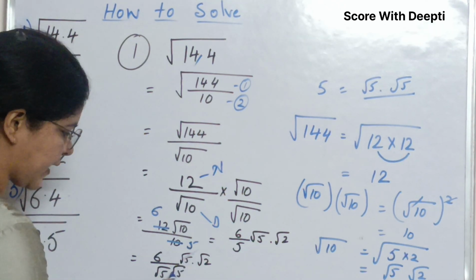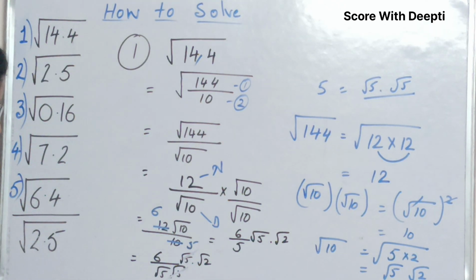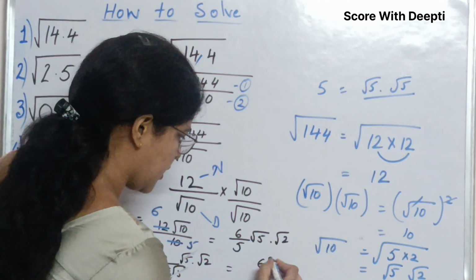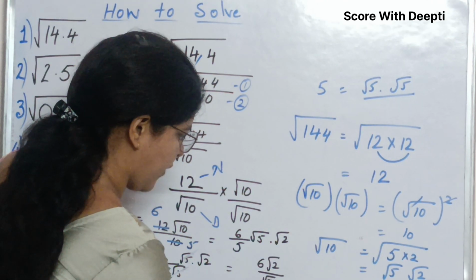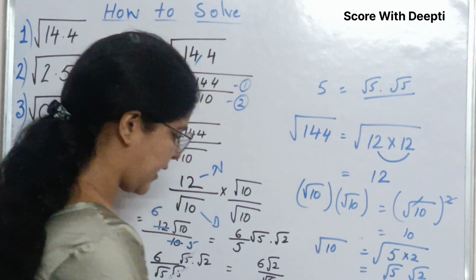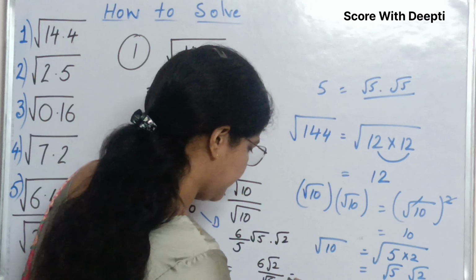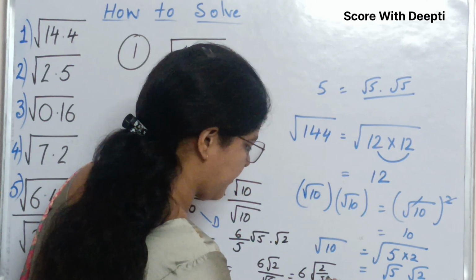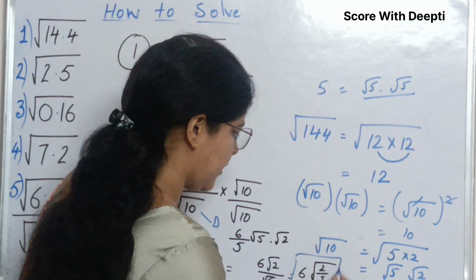Now square root 5 cancels with square root 5 and we get 6 into square root 2 over square root 5. Now these are the same, so we write it as 6 into square root 2 by 5. So this is our final answer.